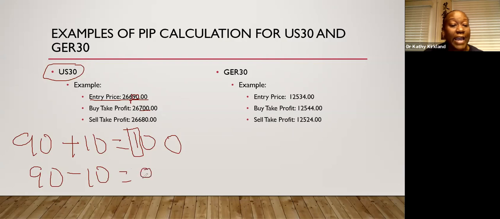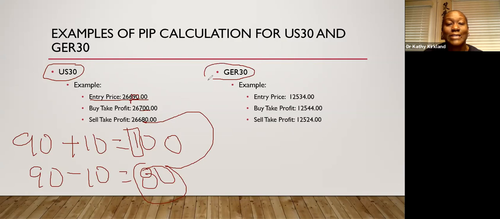That's going to give us 80. We'll take the 80 and place it in the first and second number before the decimal place, giving us a sell take profit of 26680.00. GER 30 is the same way. You're going to use the number before the decimal place.